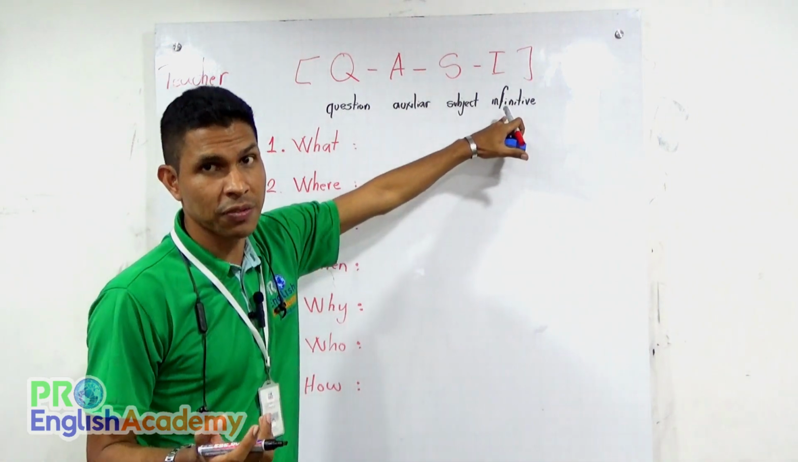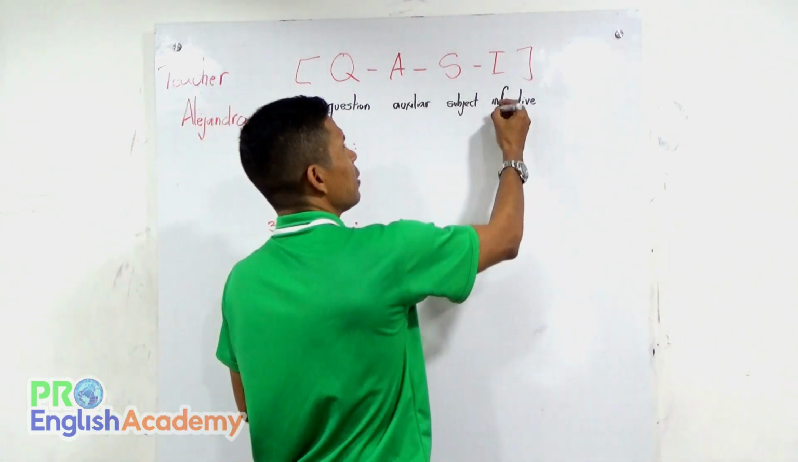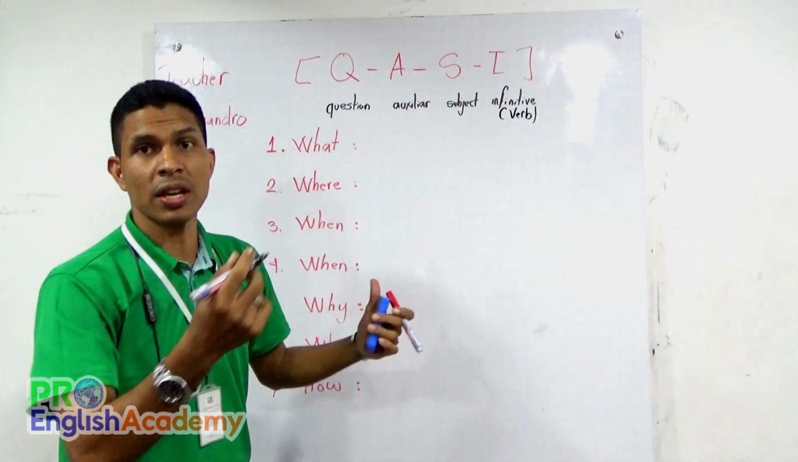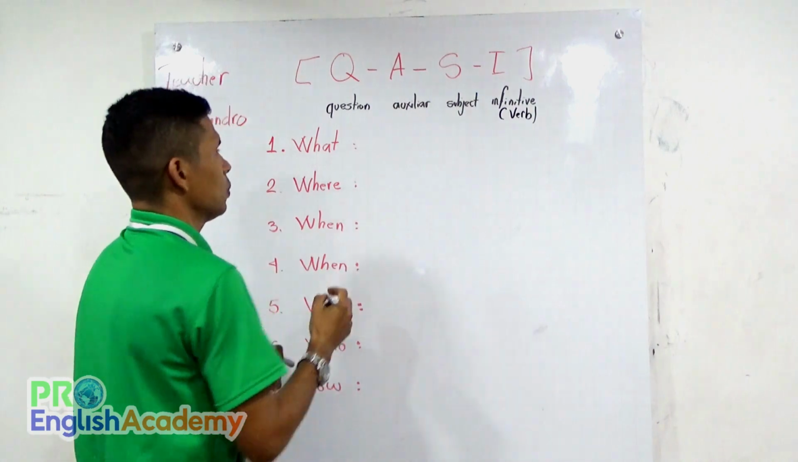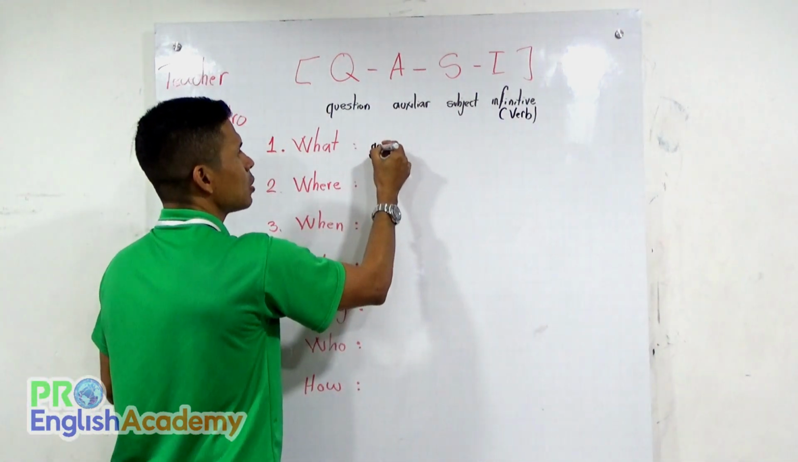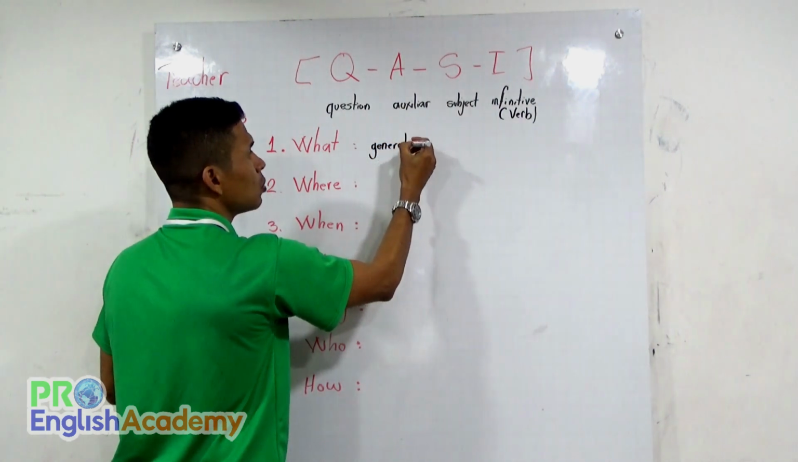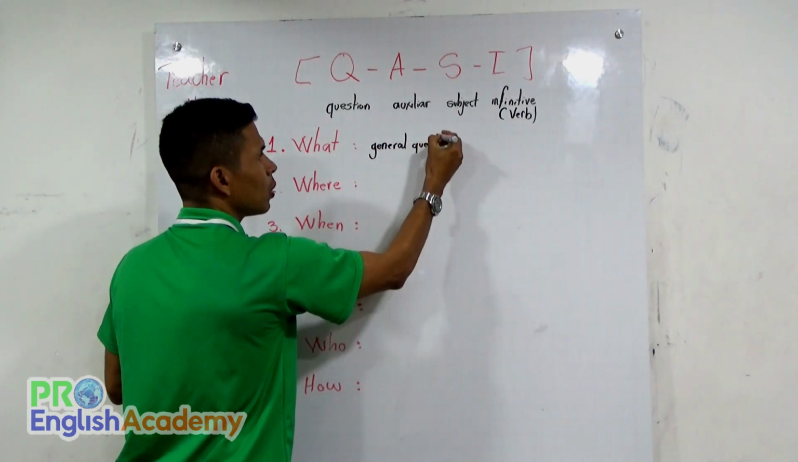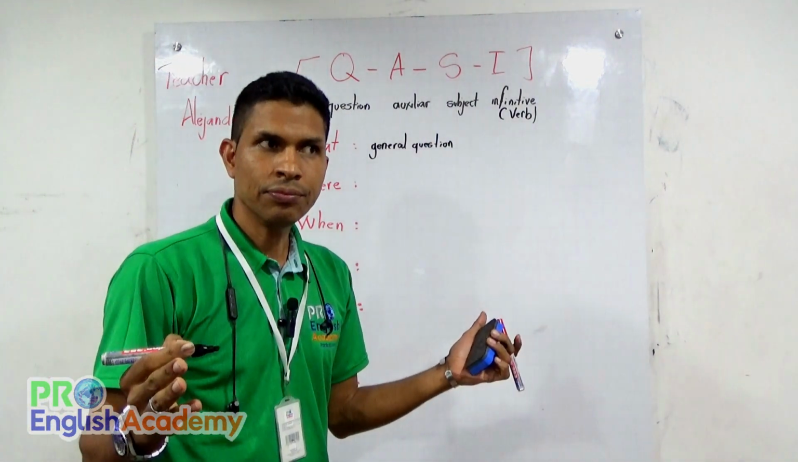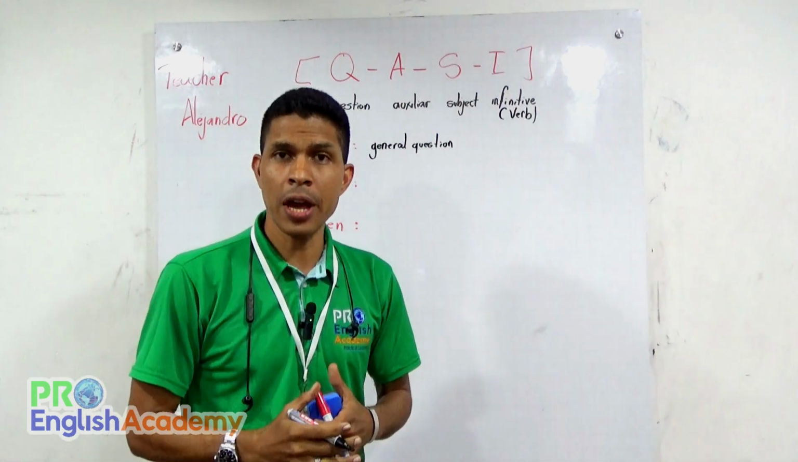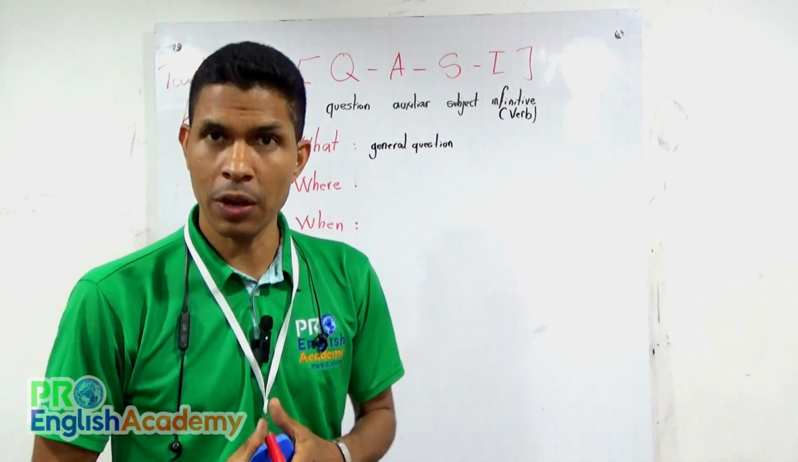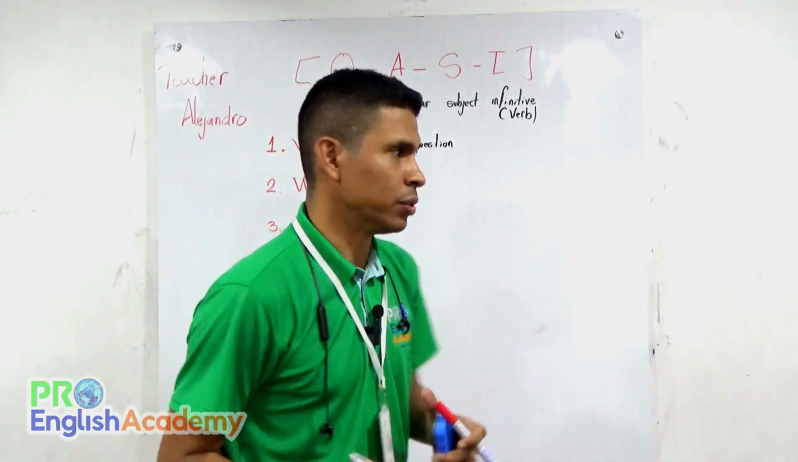And what is the infinitive? Very good. Is the verb. So we can say infinitive or we can say verb. So what? We use what? That's an important question. Where do we use what? What is a general question. Okay? It's a general question. For example, what's your name? What is your name? Or what's your favorite color? Yeah, one question in that case.